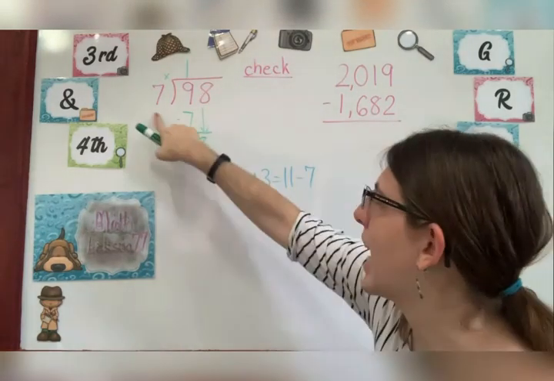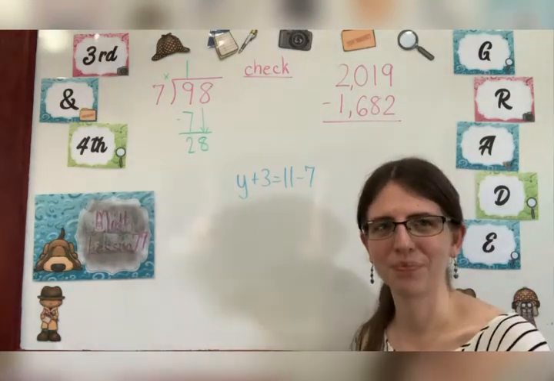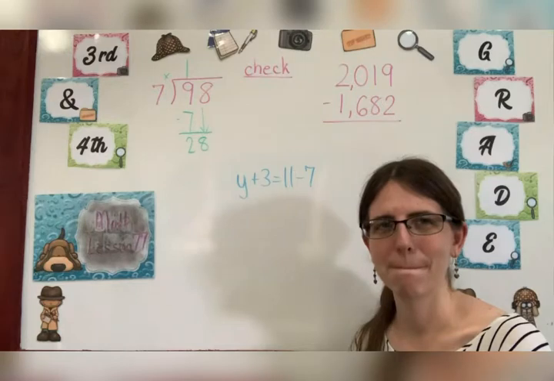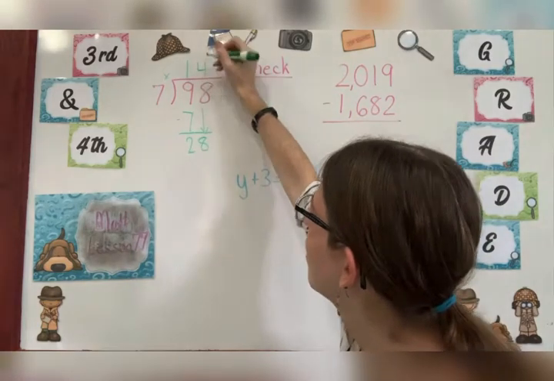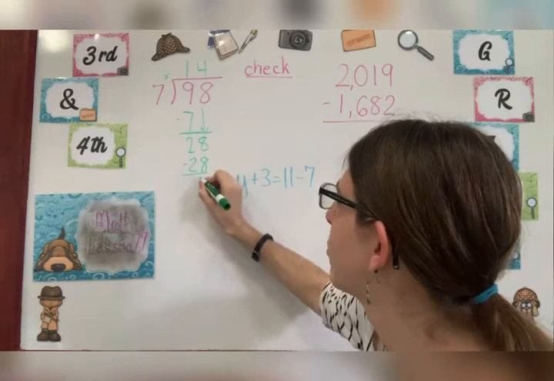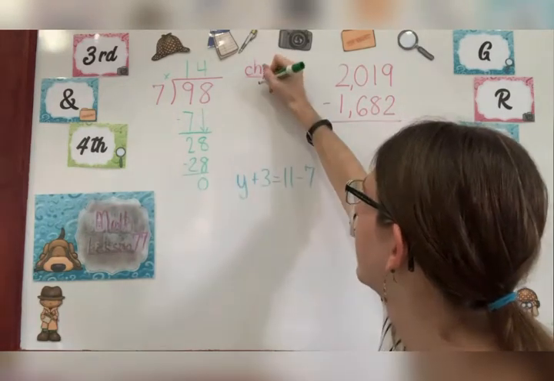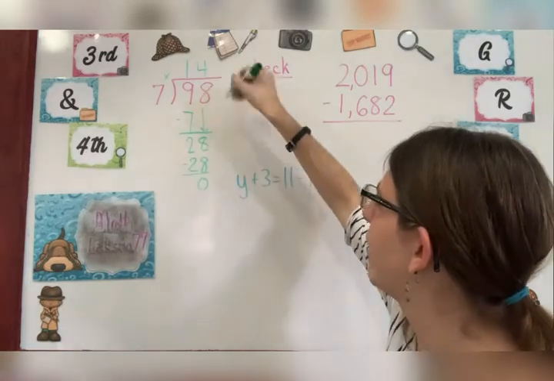Now I have 28 divided by 7. What's 28 divided by 7? Four. Very good. 4 times 7 is 28. And 28 minus 28 is 0. So I don't have a remainder. 0 is less than 7. I have nothing left to bring down.